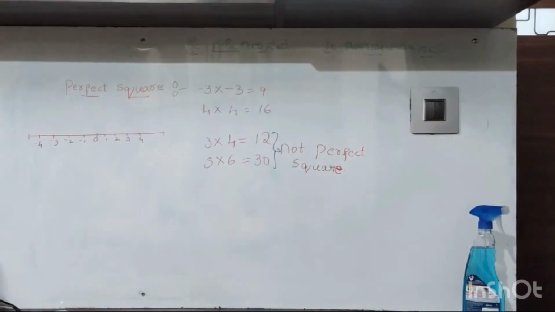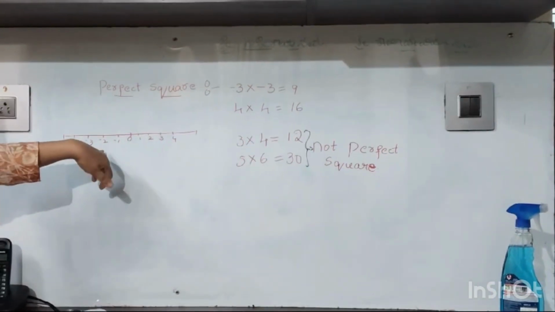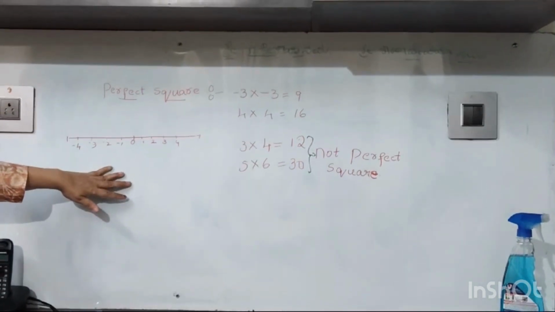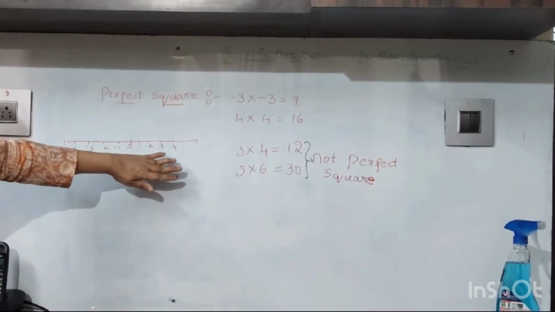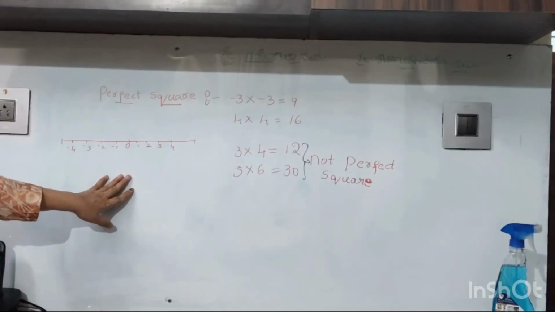Okay, I was explaining to you about integers, right? Look here, guys. This is called the number line. Both positive and negative numbers, including 0, are called integers.